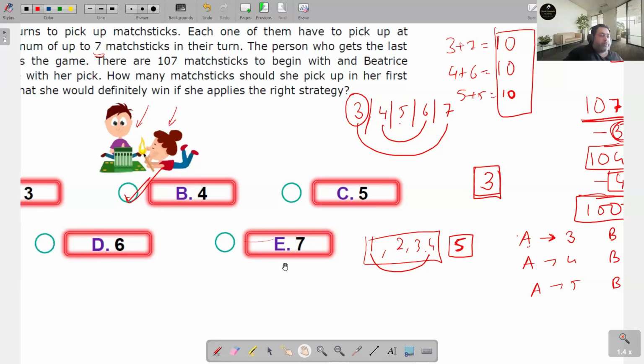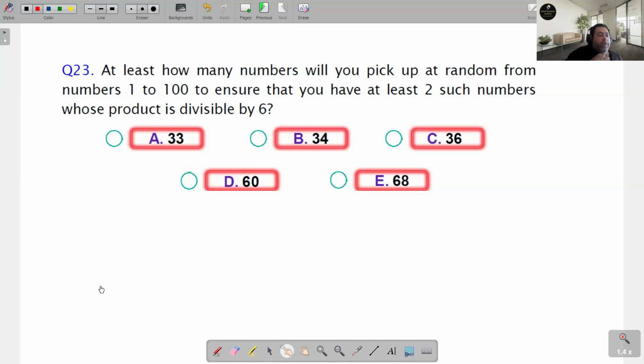All right, so let's go on to the next question. At least how many numbers will you pick up at random from numbers 1 to 100 to ensure that you have at least 2 such numbers whose product is divisible by 6? If the 2 numbers are A and B, then A into B should be divisible by 6, and 6 is 2 times 3. So A and B should have in their prime factorization 2 and 3 put together.